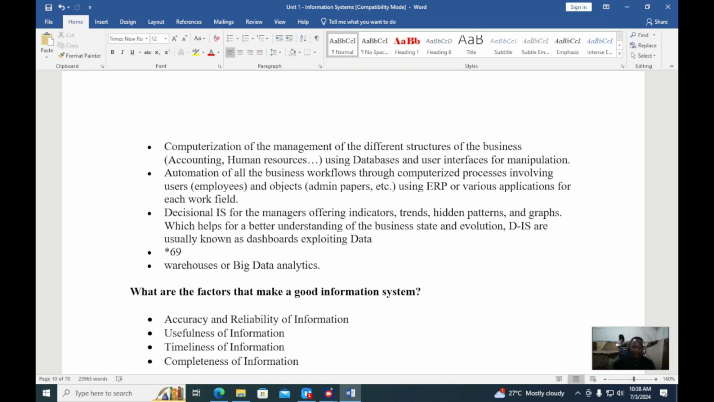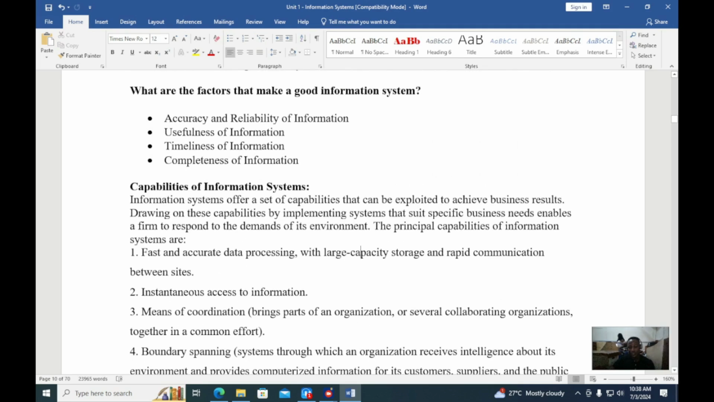So we have factors that make a good information system. If you look at those computerized information systems, for us to say that an information system is good, there are a number of things that we look at. The first thing is the accuracy and reliability of that particular information. What do we mean by accuracy? Accuracy means information that is precise. Reliability simply means information that we can depend on. We can actually use this information to make a decision, and whatever we expect as the outcome is what shall come. Number two is usefulness of information.